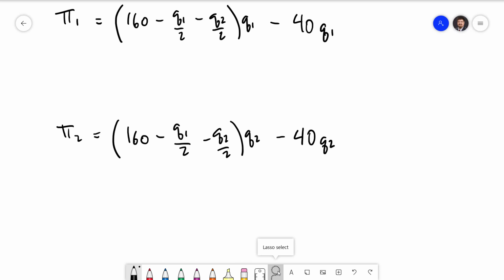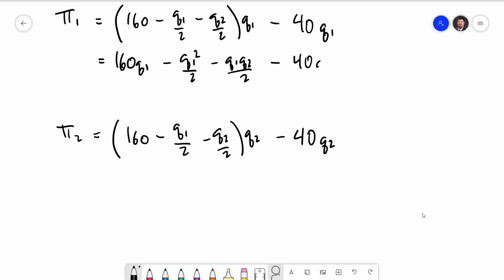To make the calculus a little bit easier for us, I'm going to multiply everything out and collect terms. As always, this is an optional step, but I think it makes it less likely to make a mistake if you do this. Within firm 1's profit, I'm going to distribute the Q1 into the parentheses, so that's going to give me 160 Q1 minus Q1 squared over 2 minus Q1 Q2 over 2 minus 40 Q1. From there, I'm going to collect terms. 160 Q1 minus 40 Q1 is going to be 120 Q1, and then I'm going to keep everything else the same.